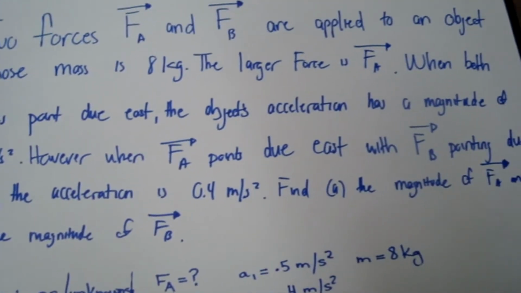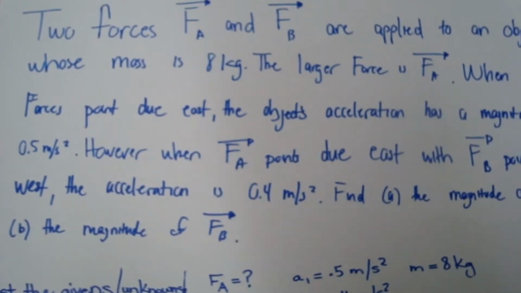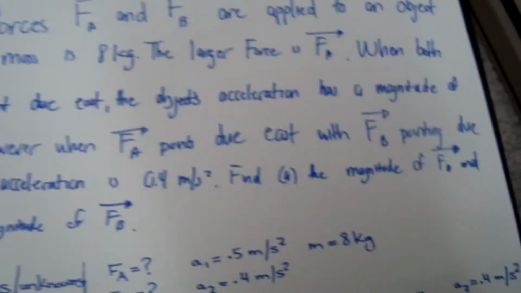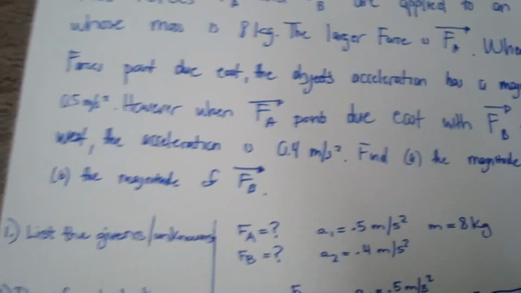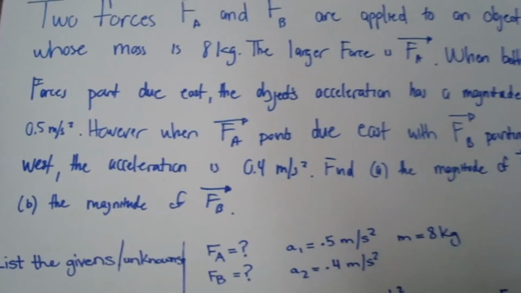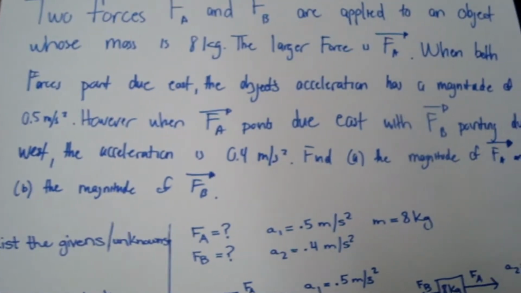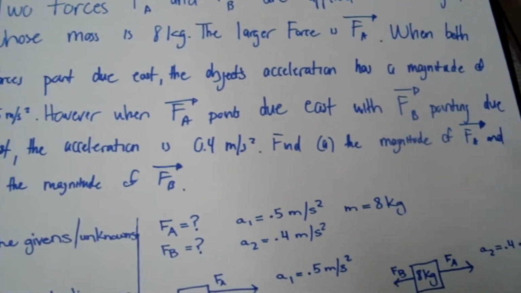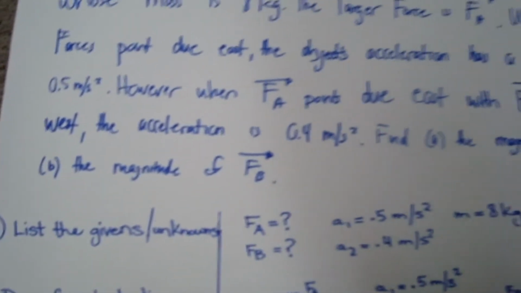So, the larger force is F of A. When both forces point due east, the object's acceleration has a magnitude of 0.5 meters per second squared. However, when force A points due east, with force B pointing due west, the acceleration is 0.4 meters per second squared. And they want us to find the magnitude of FA and the magnitude of FB.